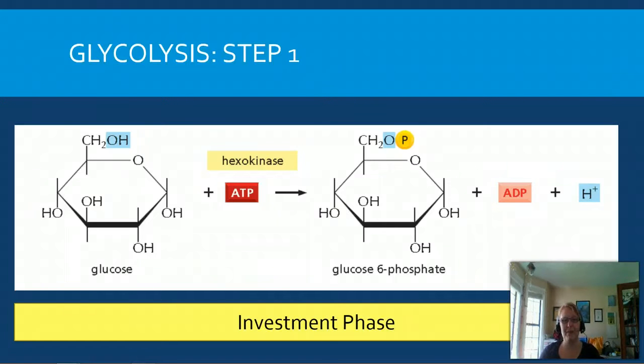So what happens here is the cell will use hexokinase and ATP to put a charged phosphate group onto the molecule of glucose, making glucose 6-phosphate. This essentially sticks the glucose and makes sure that it stays inside the cell so it can be further broken down. Otherwise, it could be transported back out. And it also generates an ADP and a proton out of this process.